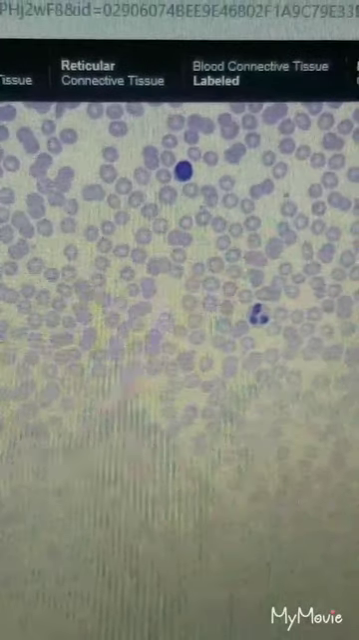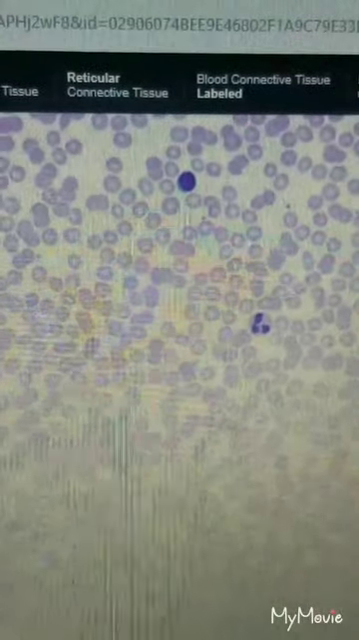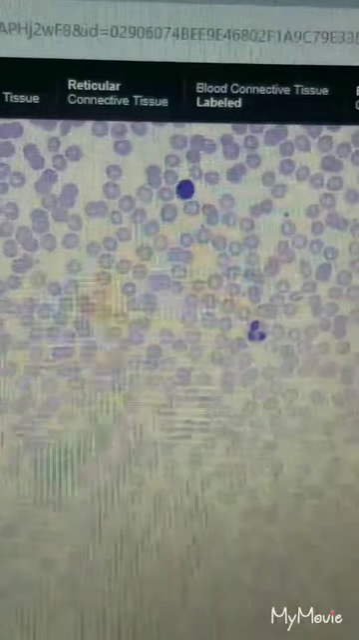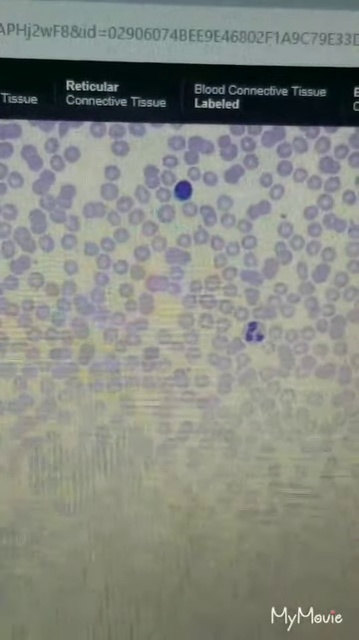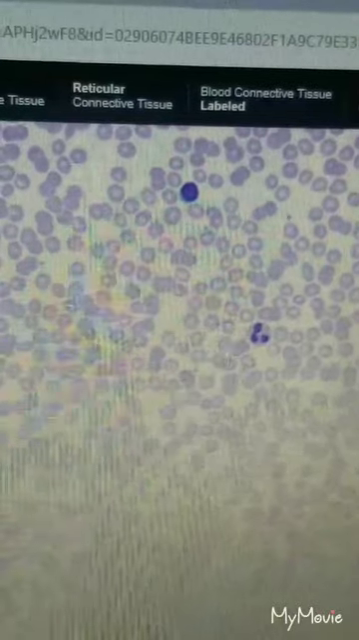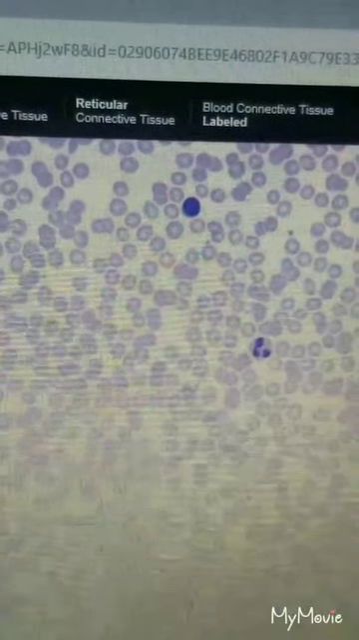Then we have dense fibrous tissue, which forms ligaments and tendons, as you can see on this picture here. Then on this slide, we have bone connective tissue, and this is what forms the skeleton. We have blood connective tissue, and it carries oxygen, carbon dioxide, and nutrients around the body. And this is what it looks like in the picture as well.